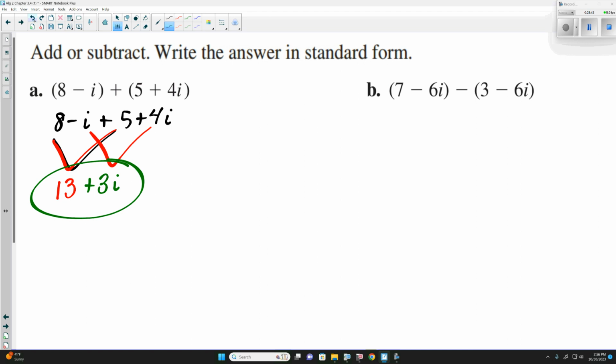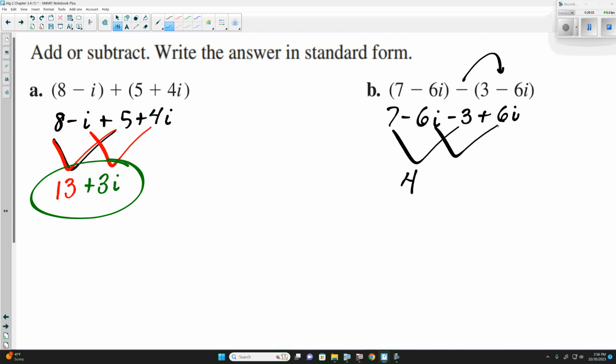Let's finish this up. So here, because we're subtracting, we do have to apply that negative to both, which is going to give us minus 3 and plus 6i. Well, our 7 minus 3 is 4, and negative 6i plus 6i, well, that's 0, so our answer is 4.